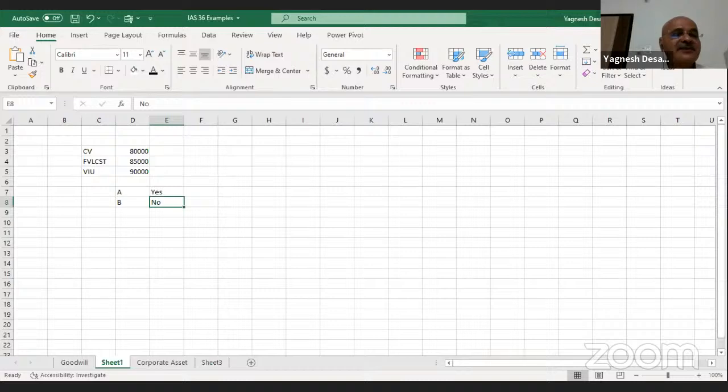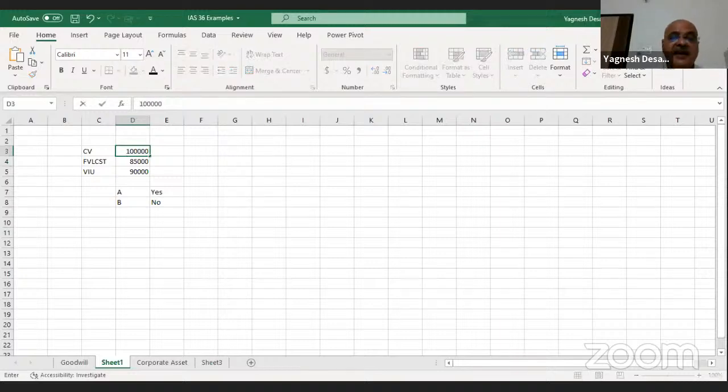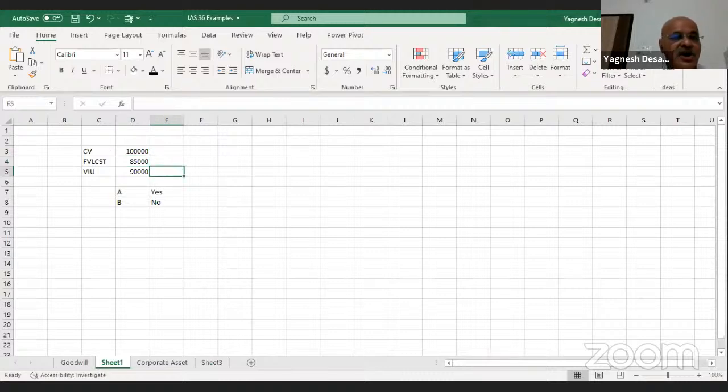Yes, the answer is correct. B, no. Now let's change these values. Now my carrying amount is say 100,000. I'm changing the carrying amount. Again, my RA will not change. My RA will remain 90,000. Should I go for the impairment in this case? Yes. In this case, I should go for the impairment.